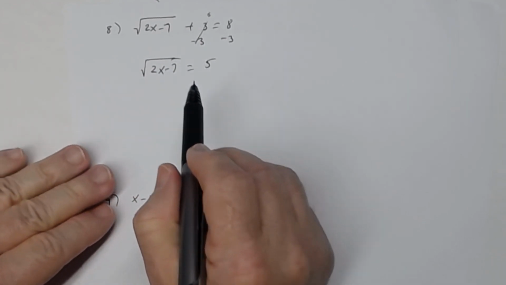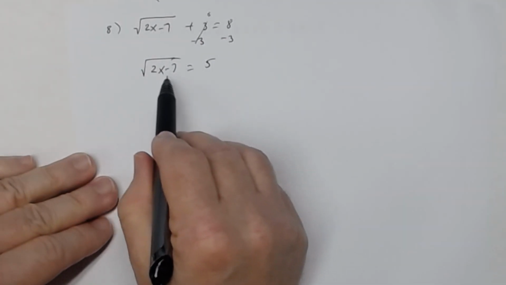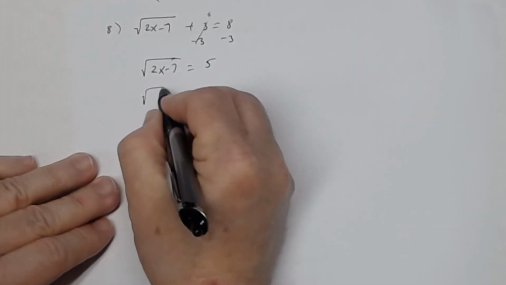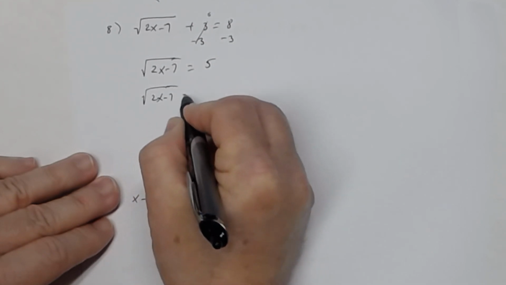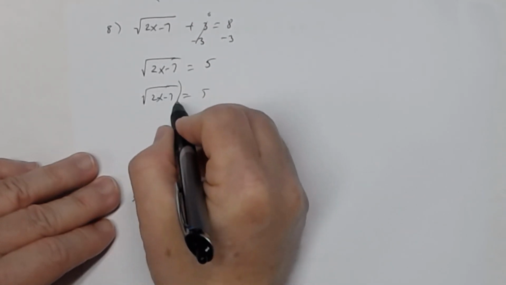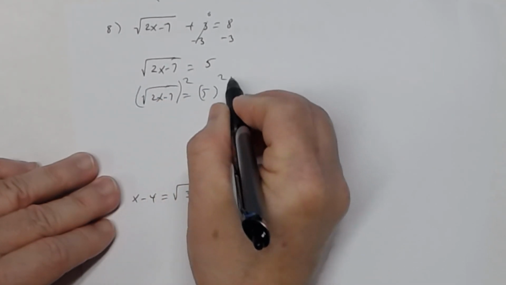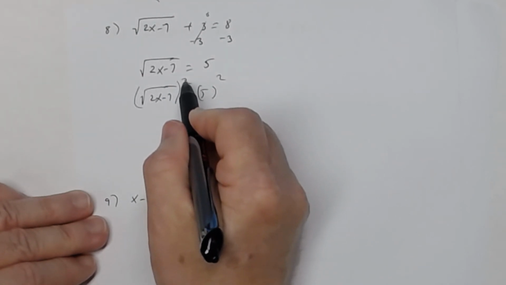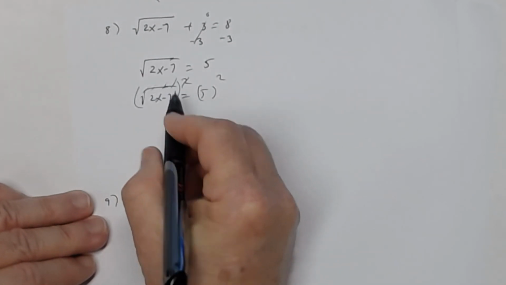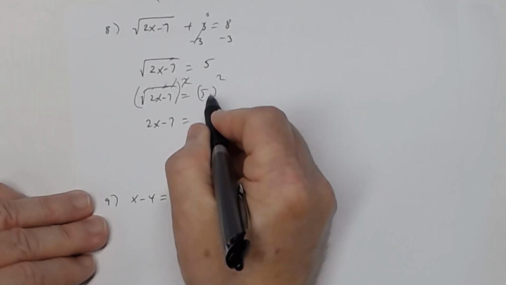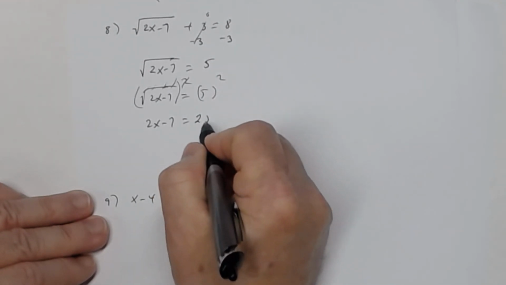Okay, now the square root's by itself. Now, remember, to get that variable expression 2x minus 7 by itself, I need to get rid of that square root. So I'm going to just go ahead and rewrite this over. Remember, the opposite of taking a square root is to square both sides. So the opposite of square rooting is squaring. So I have to square both sides. So now the square and the square root undo each other. So I get 2x minus 7 is equal to, and then 5 times itself is 25.